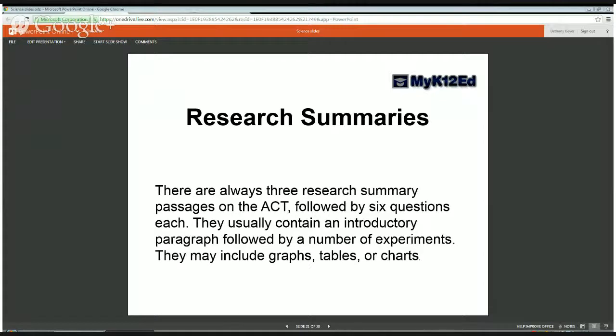They usually contain an introductory paragraph followed by a number of experiments. They may include graphs, tables, or charts. So it'll be a little introduction on what was the experiment, what was their goal, what did they use, that sort of thing, kind of tell you a little overview, and then it's going to break down the experiment for you.